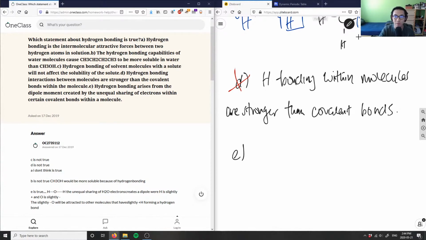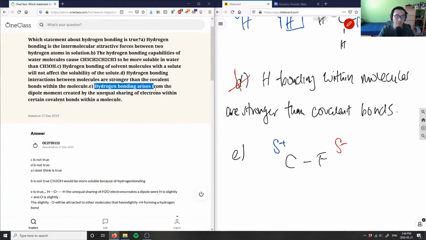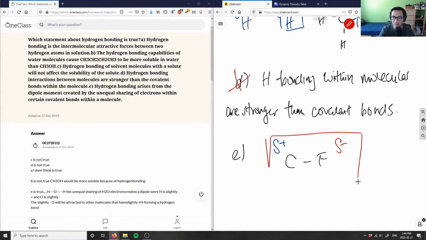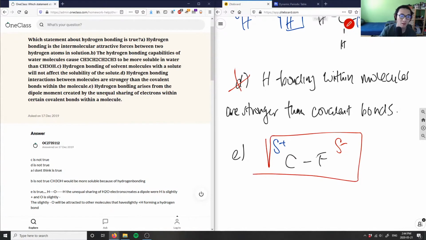This can actually be with anything, right? If I had a C bond F here, this also has a dipole moment created by unequal sharing of electrons. But I don't have hydrogen here, so this can't be hydrogen bonding, right? This here is partial positive, this guy here is partial negative. So this question is actually not the greatest question in my opinion, because if they're defining hydrogen bonding as arising from the dipole moment created by unequal sharing, then this would be considered a hydrogen bond by this definition. However, it's not, because there's no hydrogen here.